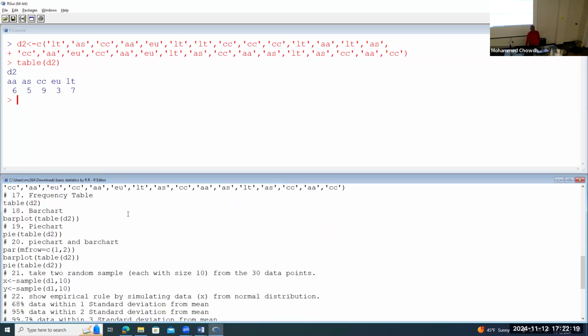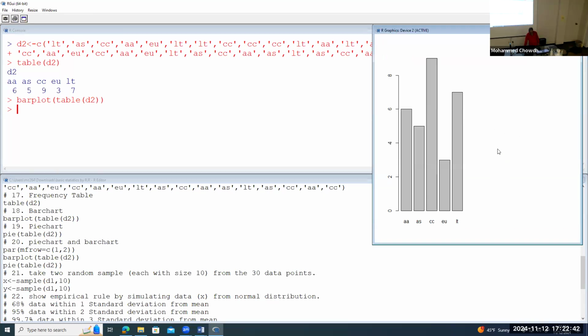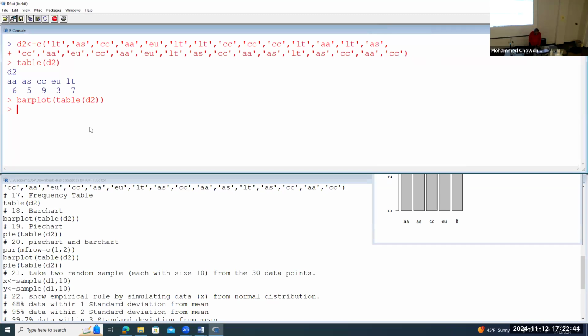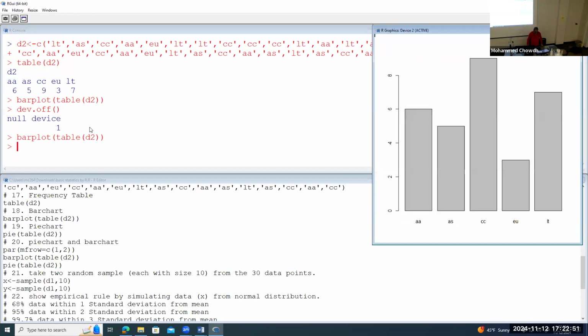Now, for the qualitative data, we have two graphs. One is the bar chart, another one is the pie chart. For quantitative data, we have two graphs. One is the box plot, another one is the histogram. So, bar chart and pie chart. Now, if I want to do a bar chart, that is the bar chart. Are you seeing that there is space in there? So if I write the deviance of, then if I run it again, the figure looks like that.